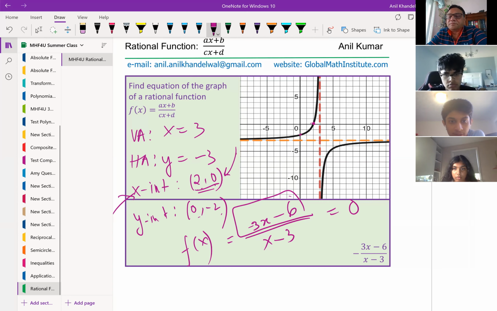Sir, for these types of questions where we find the equation, do we have to work backwards? Like, we have to work backwards. So, now let's say it is -6, it has to be +6. So we have to take a minus outside. You get the idea?